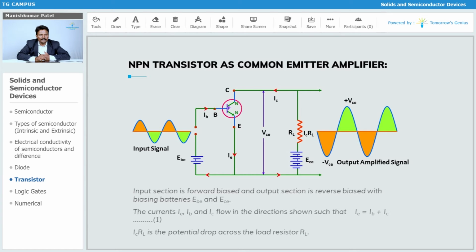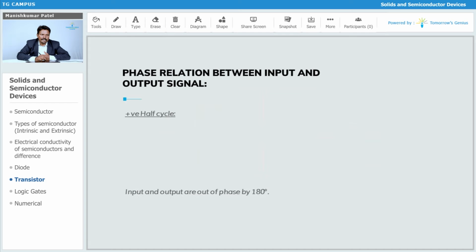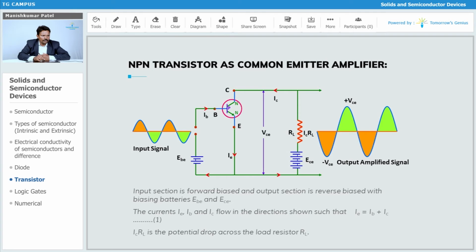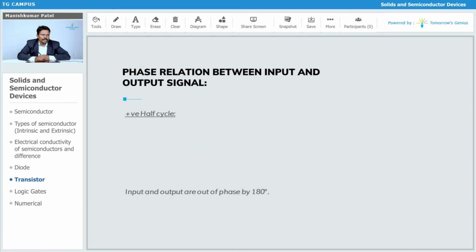Again we say that IE is equal to IB plus IC. Obviously Kirchhoff's law is applied over here, and for this case you can write it down: VBE minus IBRB, if there is some resistance, equals 0 for the input side, and for the output side, VCC minus VCE minus ICRC is also equal to 0. So these are the two equations that you can write down.